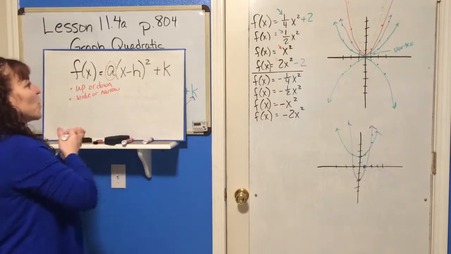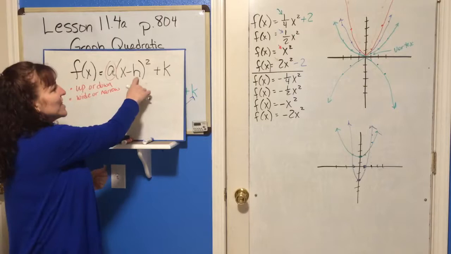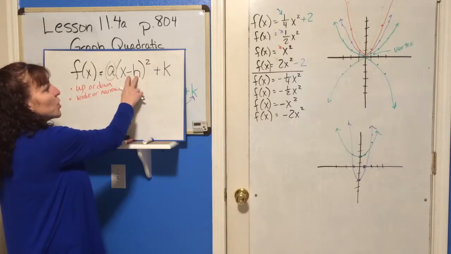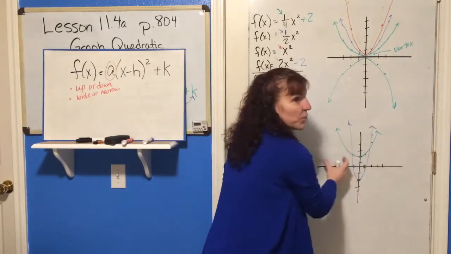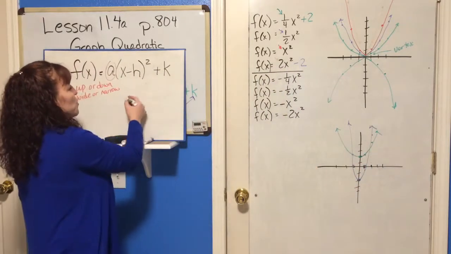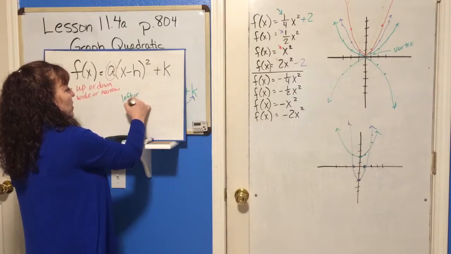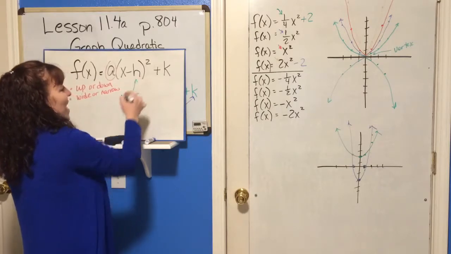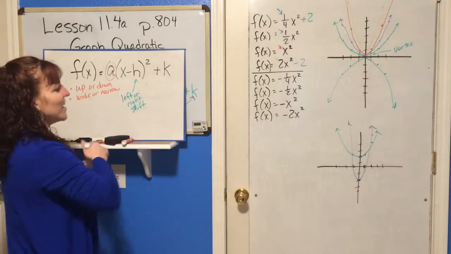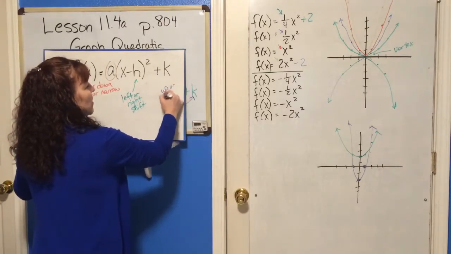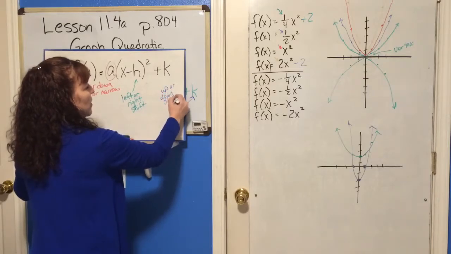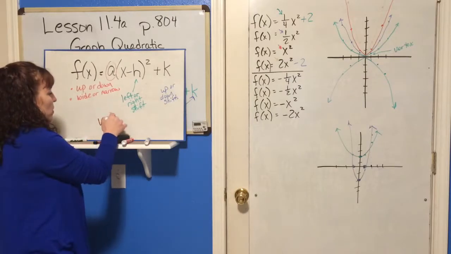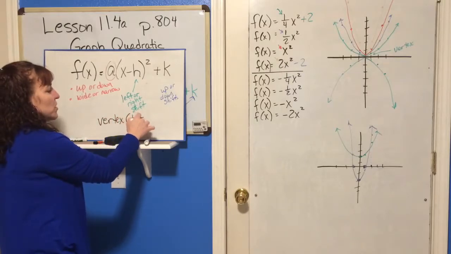The H is going to tell you, and now be careful, this is minus. So whatever number is sitting there, you're going to do the opposite. So this is going to move the graph left or right. We didn't actually graph one of those. We should do that. All right, so the H is going to be a left or right shift, and that's how much it's going to move. And the K is an up or down shift. So your vertex, the place where you start, you can know the vertex by h, k.